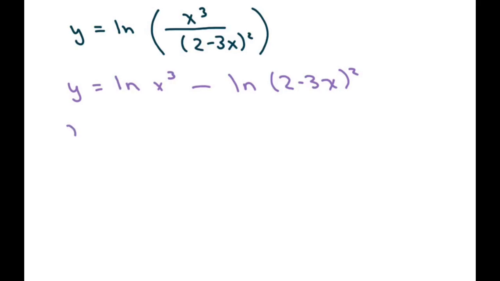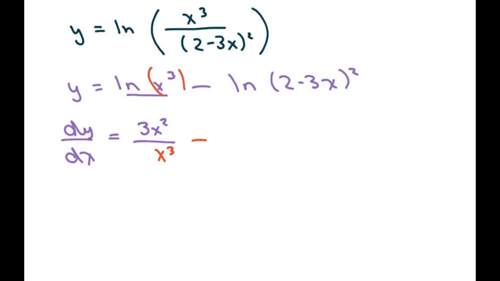So for the first one, we're going to take the derivative of y with respect to x. And so for this one, we're just going to take the derivative of my inner function, which is going to be 3x squared, over this quantity here, which is x cubed, right? Minus the derivative of the inner function.